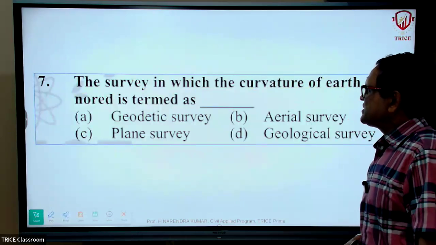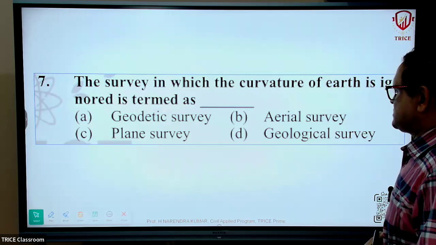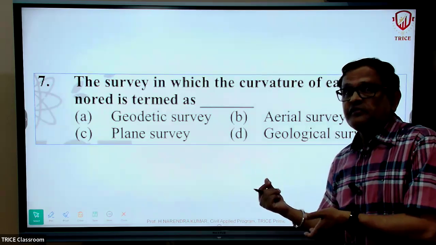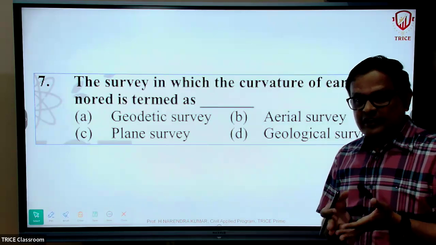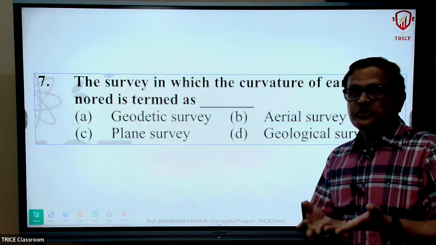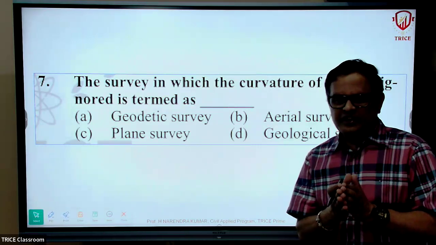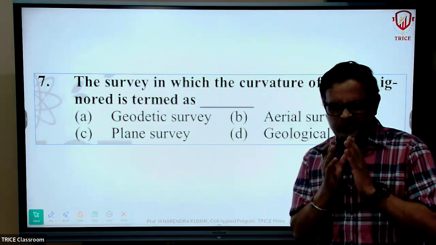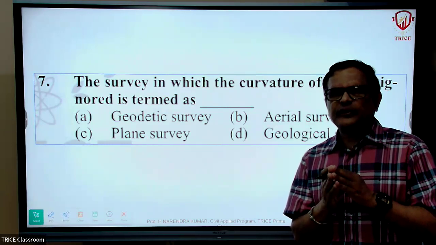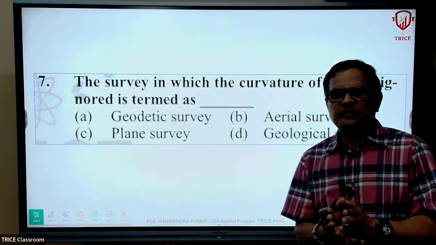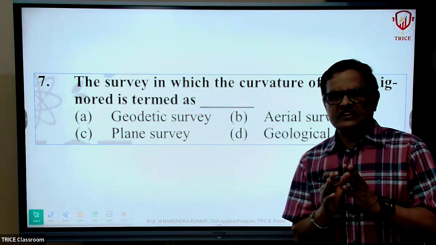Number 7, the survey in which the curvature of the earth is ignored is termed as what? As I said earlier, I am dealing with the basic questions. Sometimes you feel these are simple questions, but let me tell you frankly, similar kinds of questions will appear in the examination, my dear students. If you concentrate on the subject and go through the basics, it is more than sufficient. And if you go through some complex problems, then you can easily crack any KPSC examination.